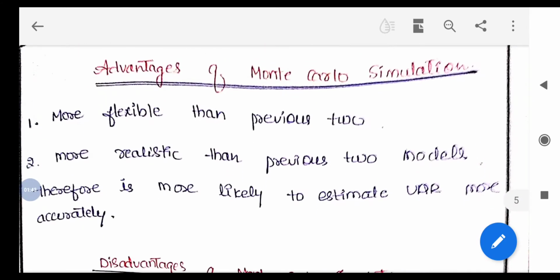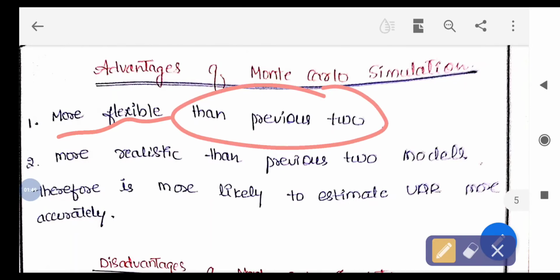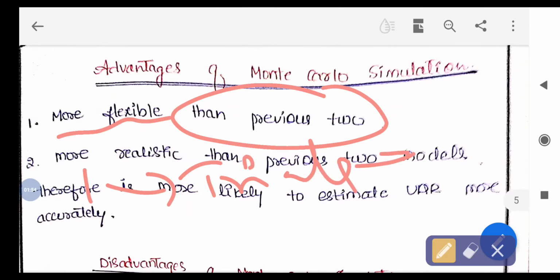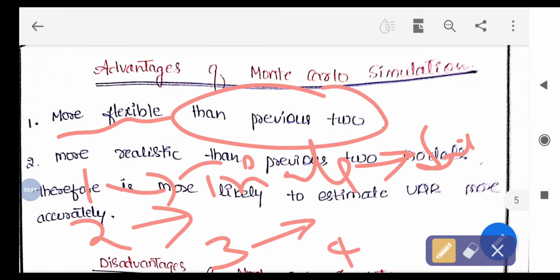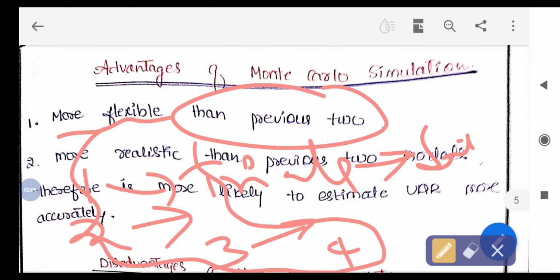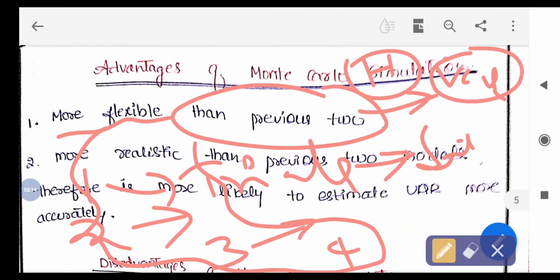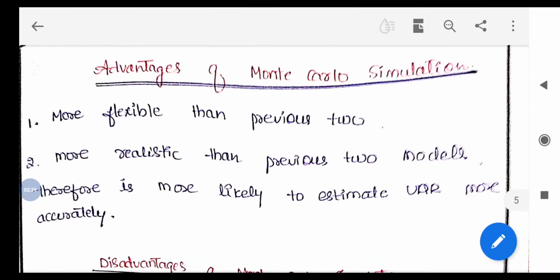Advantages: it is more flexible than the previous two. If you are doing the first trial and you are not satisfied with it, you can do the second. If you are not satisfied with that either, you can do the third, fourth. So it is more flexible. You can do as many times as you want. But the previous methods, historical and variance and covariance method, were very big, a little bit difficult to repeat, and there was no flexibility. So this is more realistic than the previous two models.